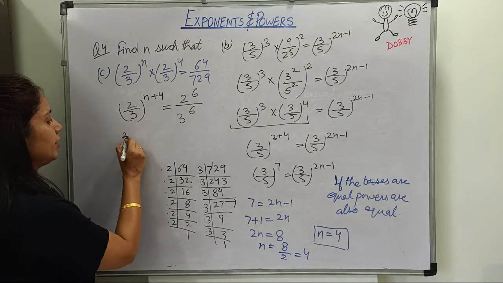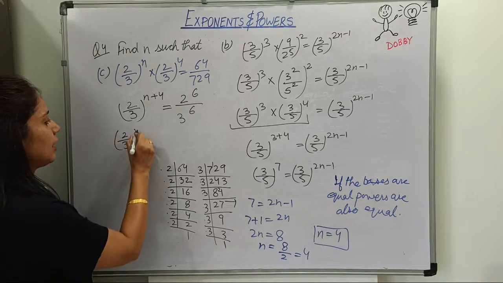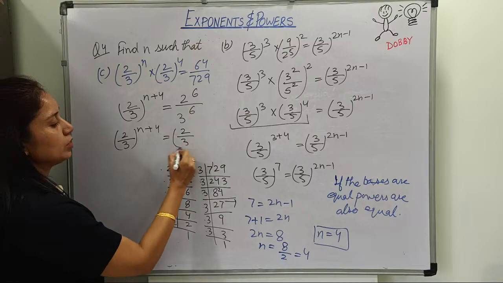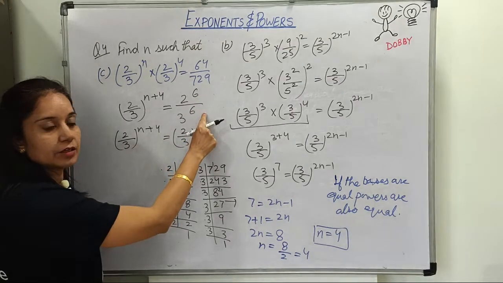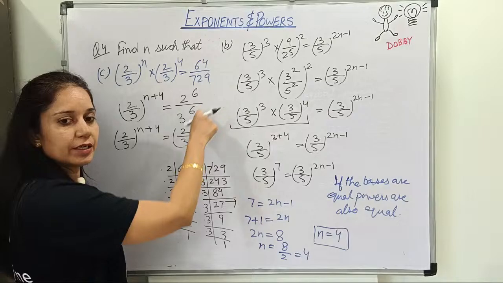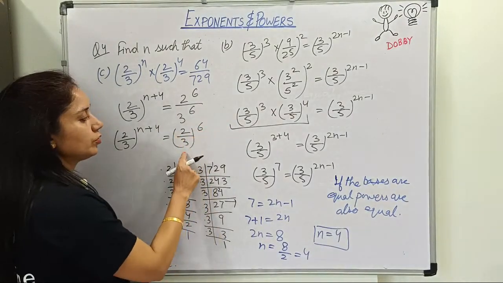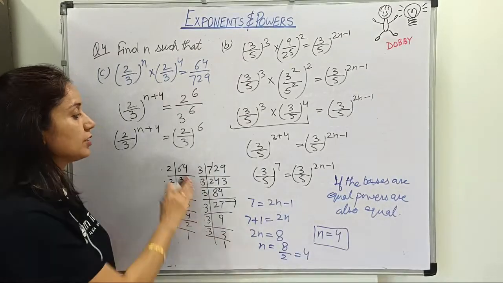So how we can write it? 2 upon 3 raised to the power n plus 4 equals to 2 upon 3 raised to the power. In division, power is written in the numerator and denominator separately. So yes, we can write it together. 2 upon 3 raised to the power 6. This is your sixth law.